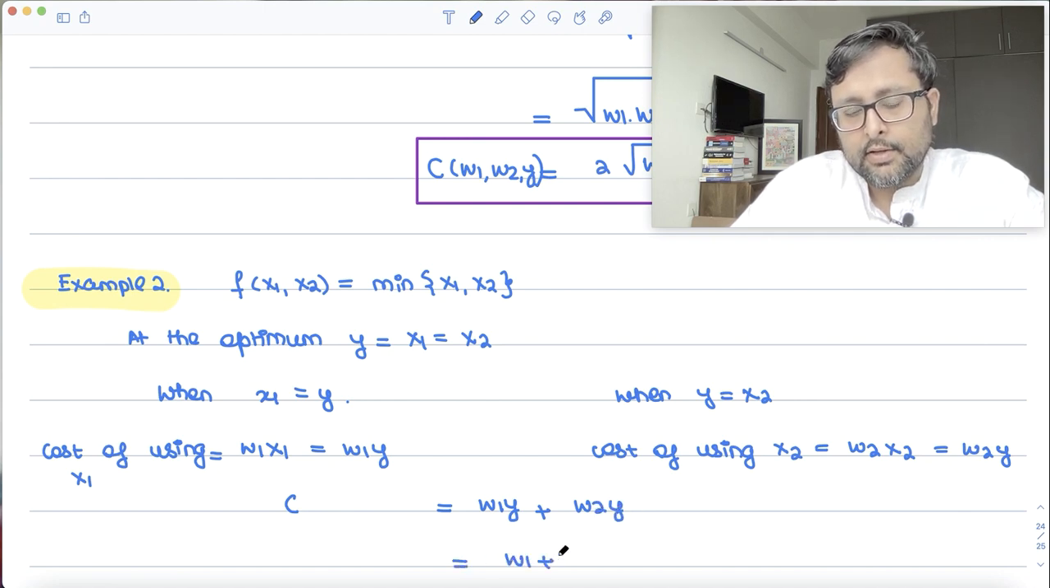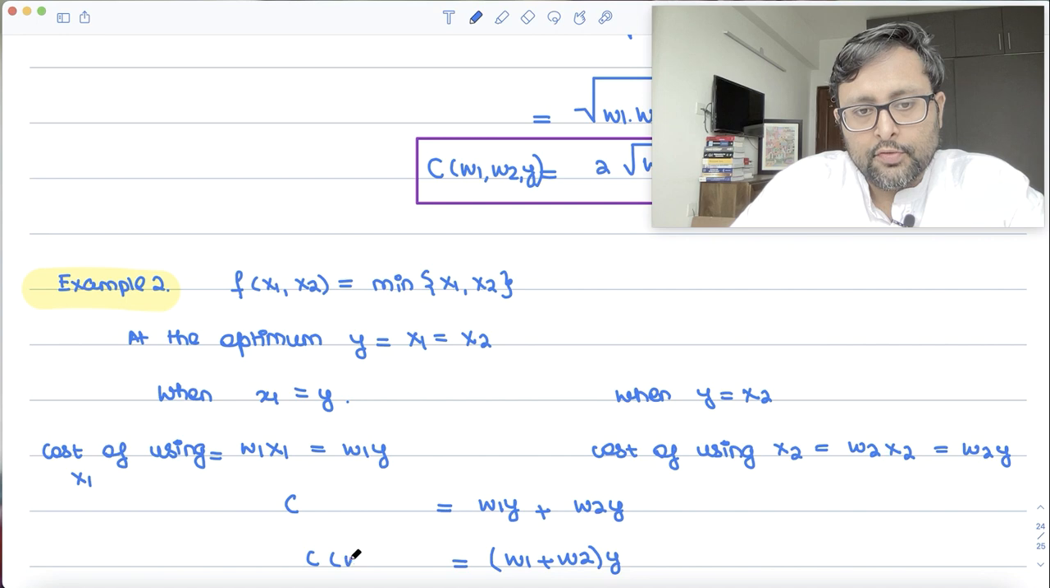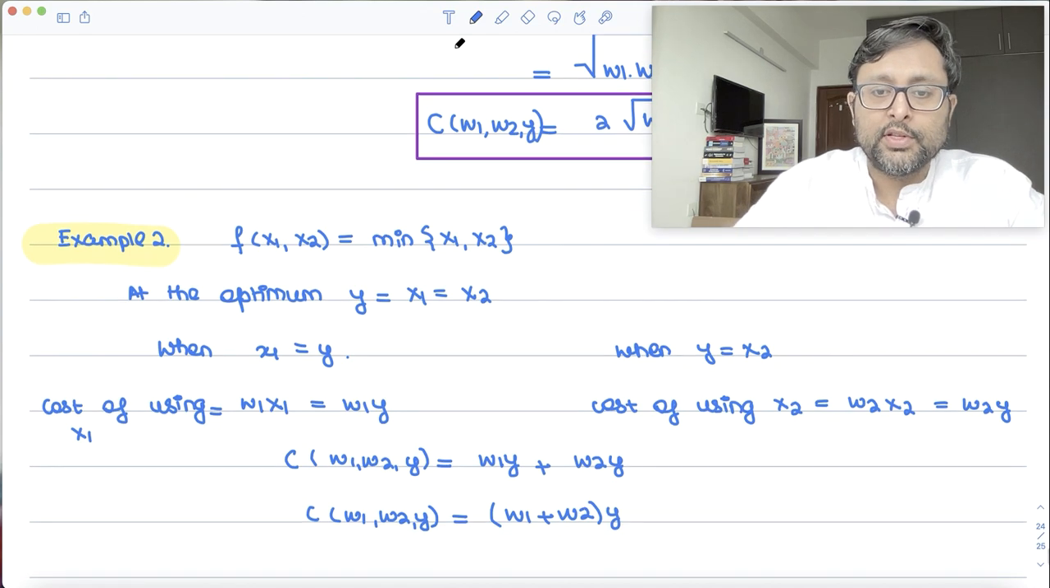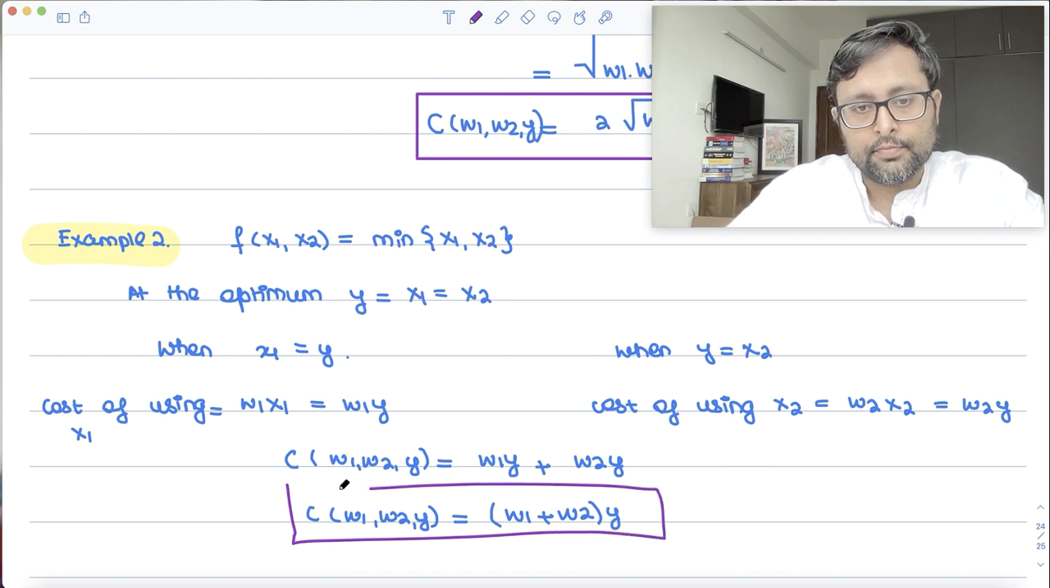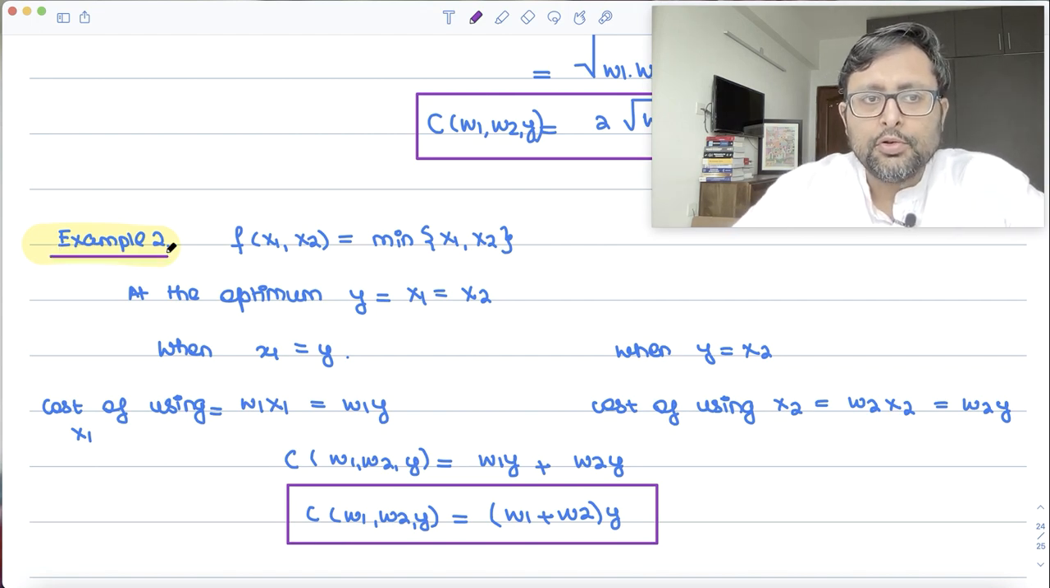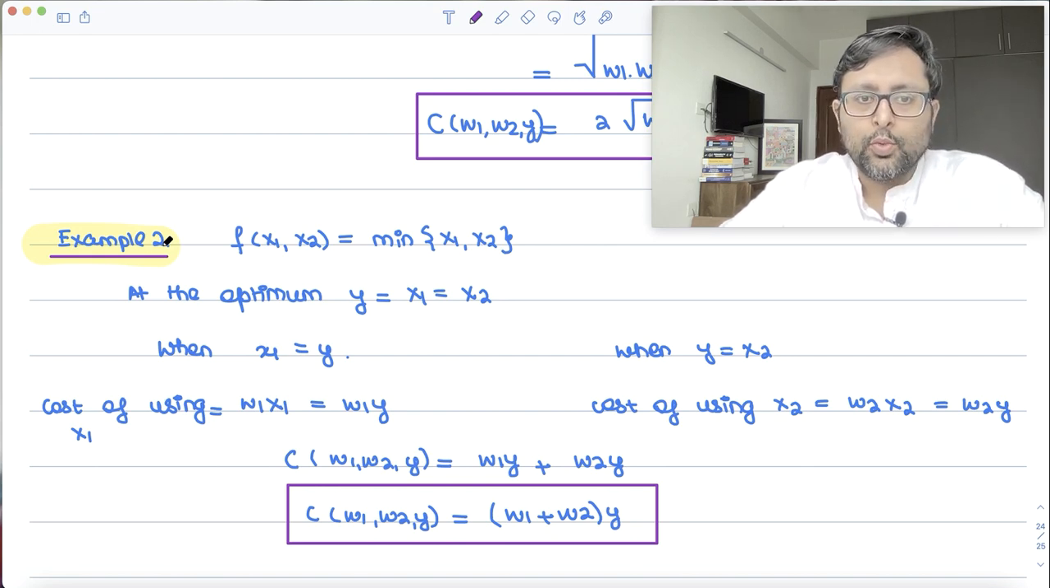This could be written as W1 plus W2, times y. And this is a function of W1, W2, y. This is the cost function which you have, a function of input prices and output. Do you have a choice of using a cheaper input? No. You have to use both the inputs. There's no other way. So whatever be the prices, you will have to use both the inputs in this ratio only.